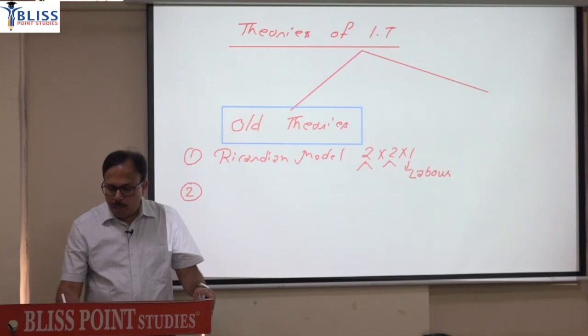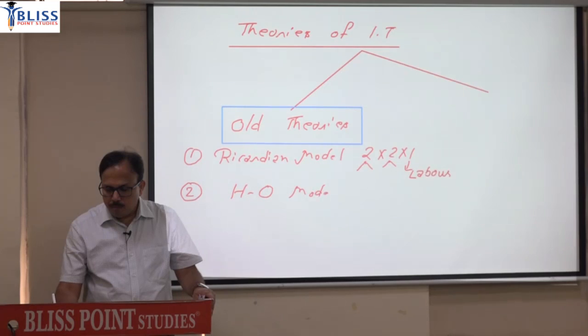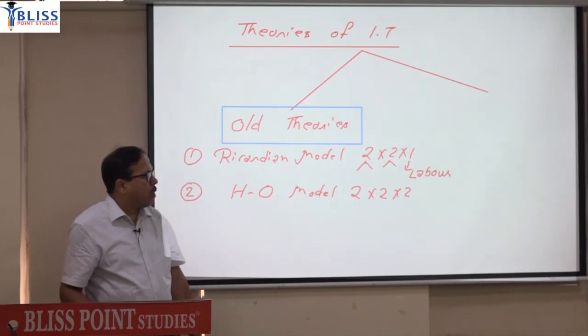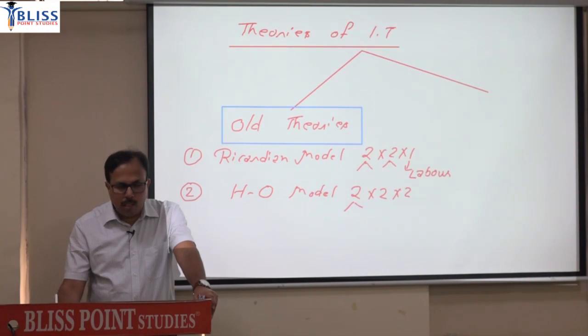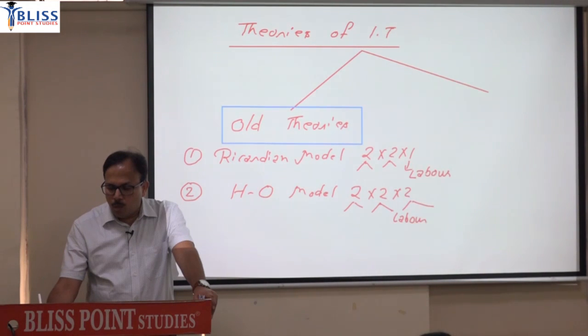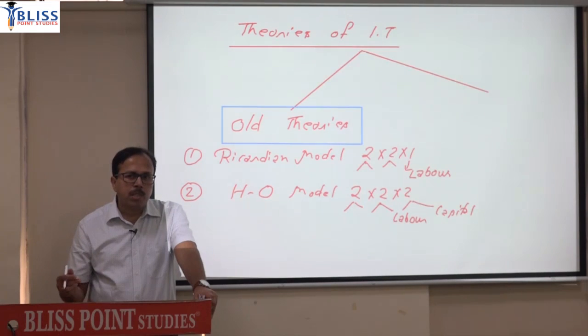Then we move to the other major theory, the HO model, Heckscher-Ohlin model. The Heckscher-Ohlin model is a 2 by 2 by 2 model, in the sense that now we discuss trade between home country and foreign country producing two products by using two factors of production. So in addition to labor, say capital is also there. So the HO model is basically a 2 by 2 by 2 model.